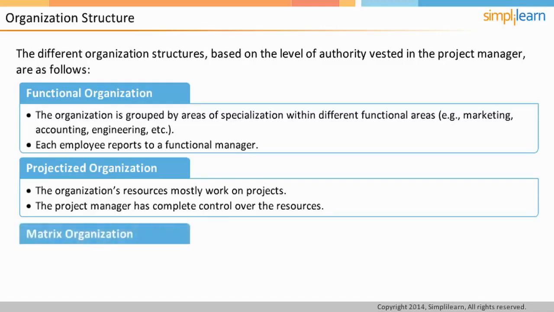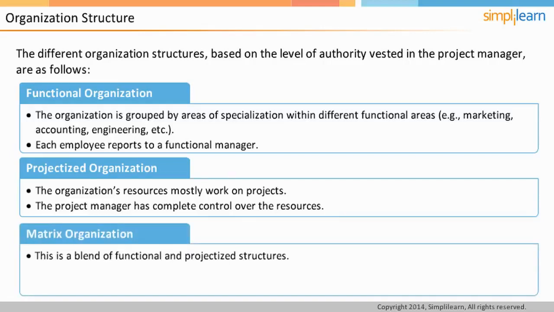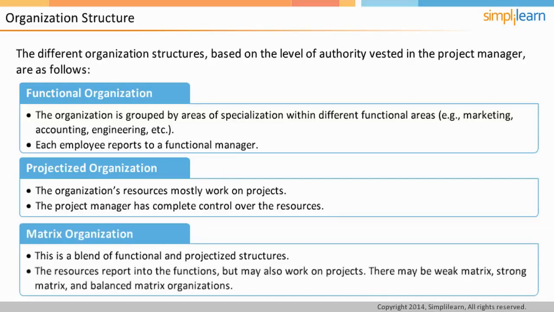The third type of organization is a matrix organization, which is a blend of functional and projectized organizational structure. A team member belongs to a department as well as being part of a project team. In such organizations, team members have two bosses. One, their department head, and the second, their project manager. Since there are two bosses here, this type of organization is further classified into three different types. They are weak, strong, and balanced matrix organization.